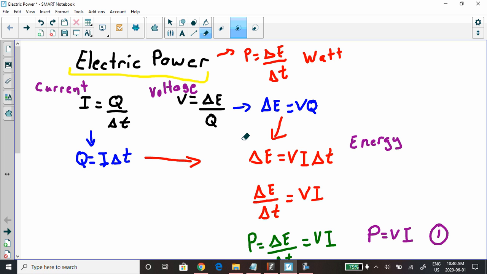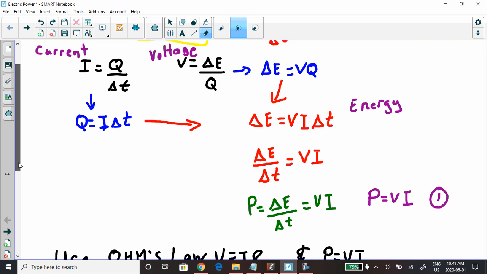Now what I'm going to do is take these two new blue equations and combine them. So where we have change in energy is equal to voltage times charge, the voltage remains, but charge Q, I'm going to replace with I delta T. So the energy that is used by an electrical device, for example a light bulb, is equal to the voltage across the light bulb, the current through the light bulb, all multiplied by how much time it is on. And that'll tell you how much energy that light bulb or any load uses.